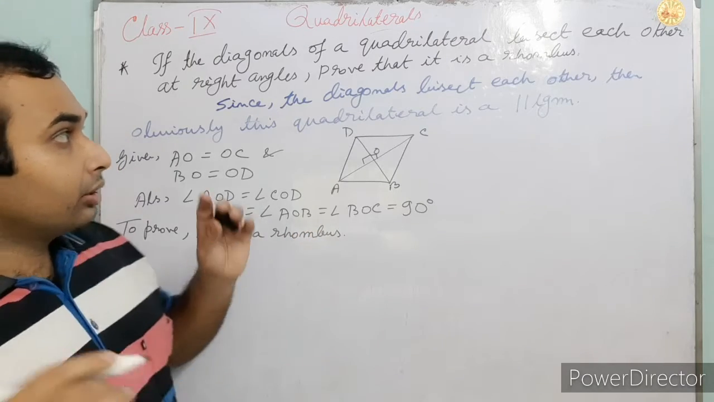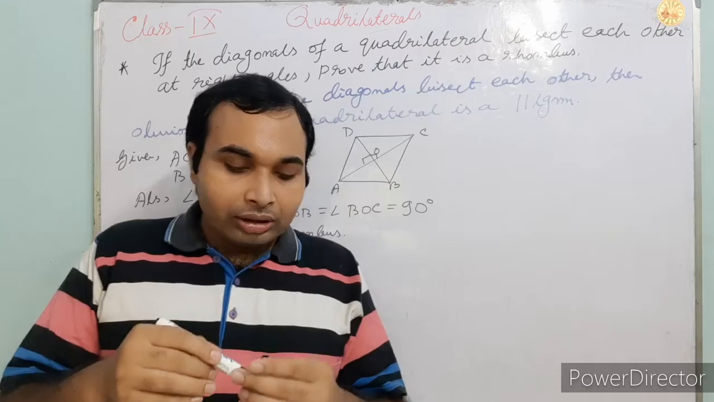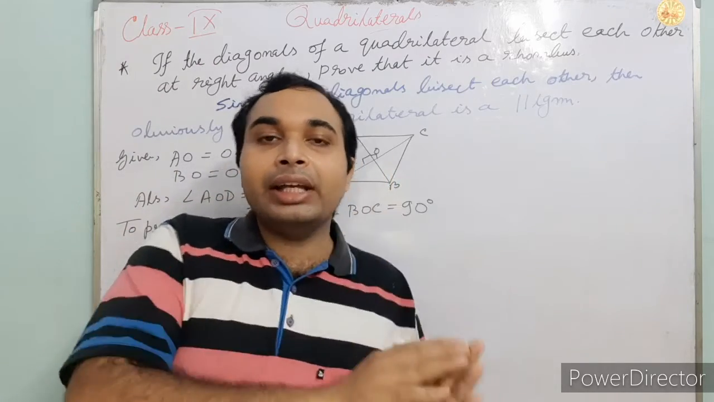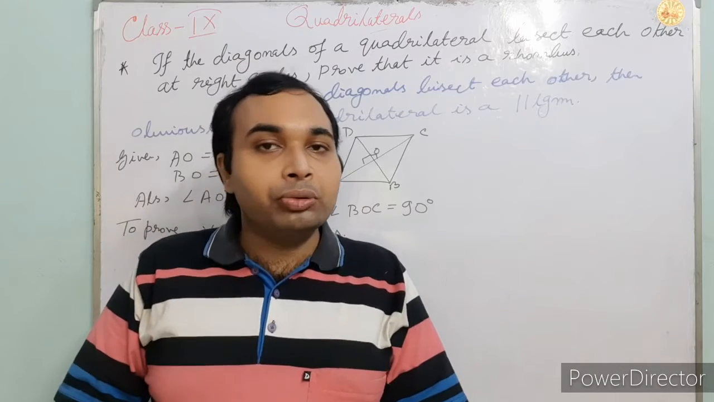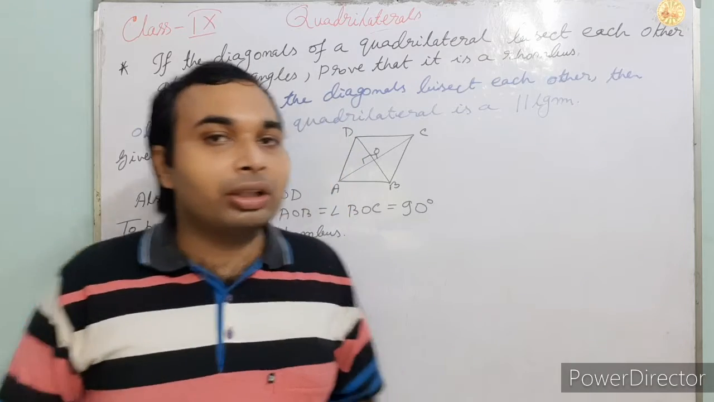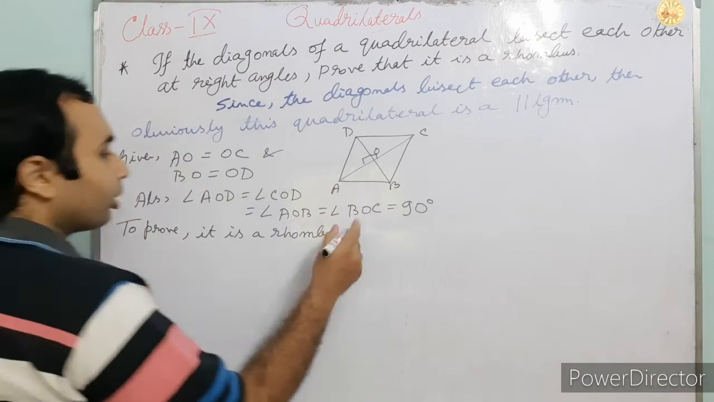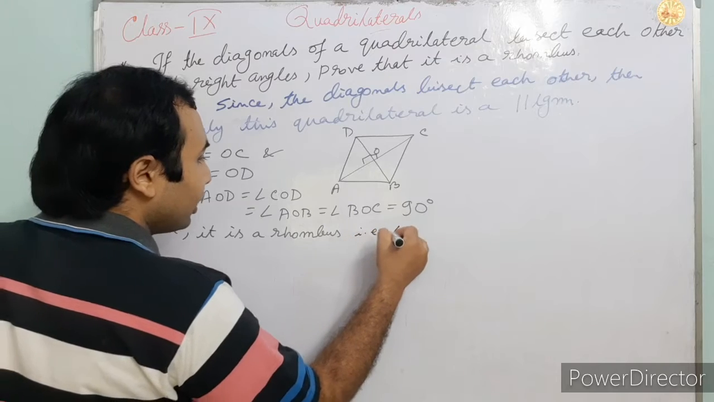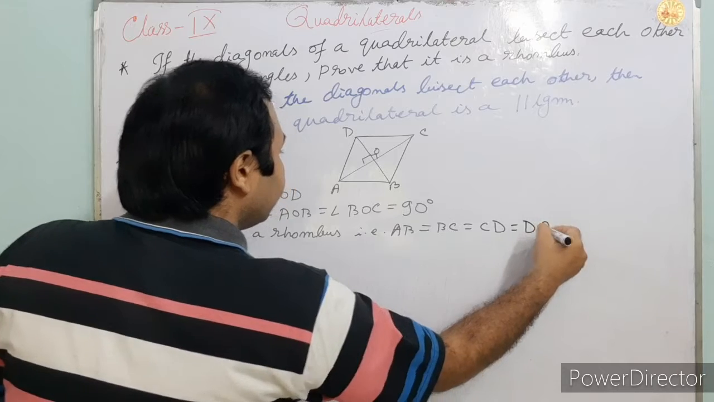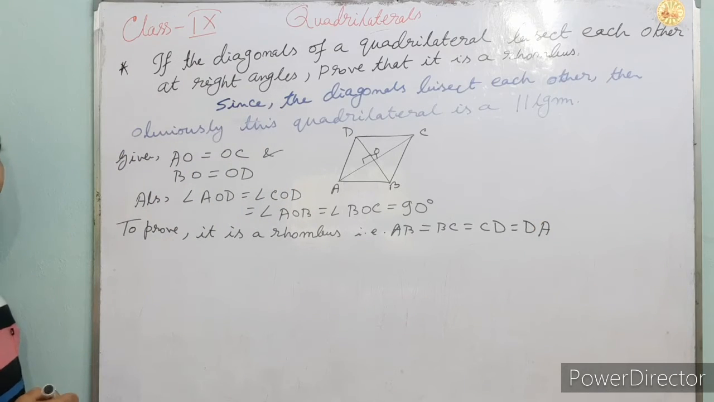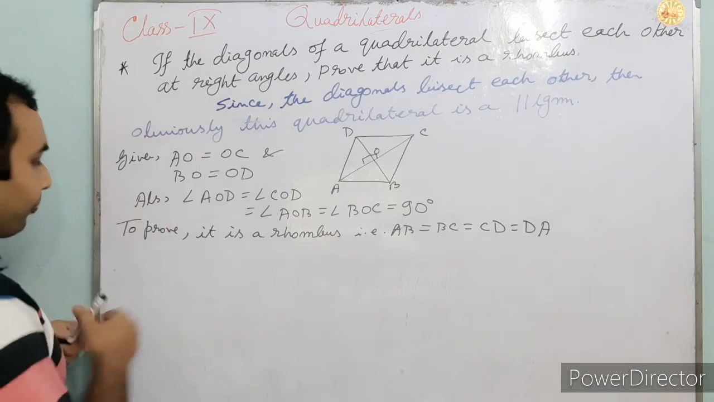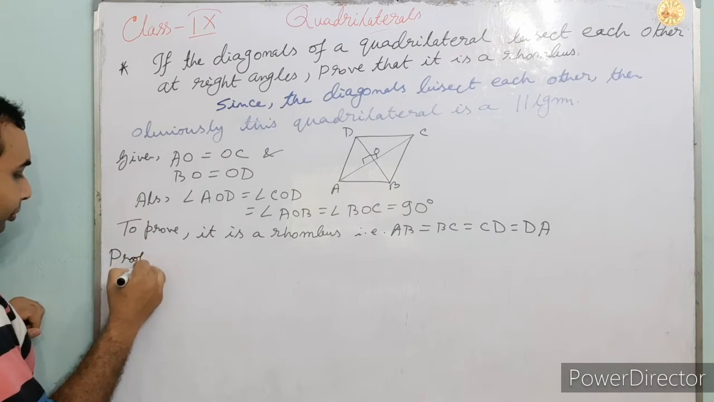That means, I have told the definition of the rhombus. It is that the sides, all the sides will be equal. For a parallelogram, if all the sides are equal, then it is called the rhombus. So to prove it is a rhombus, that is AB equals BC equals CD equals DA. We have to prove this one only. Okay. So students, let us take now the proof.